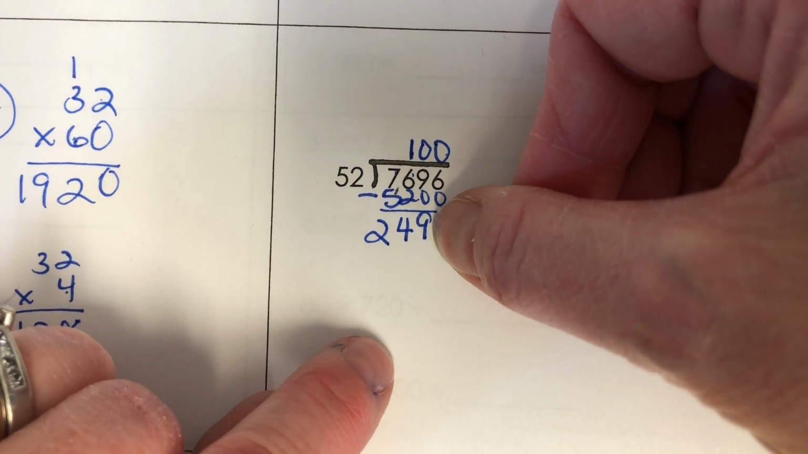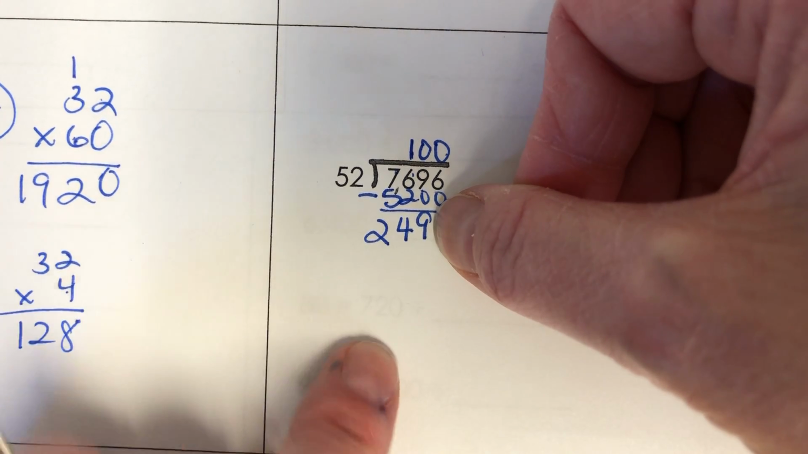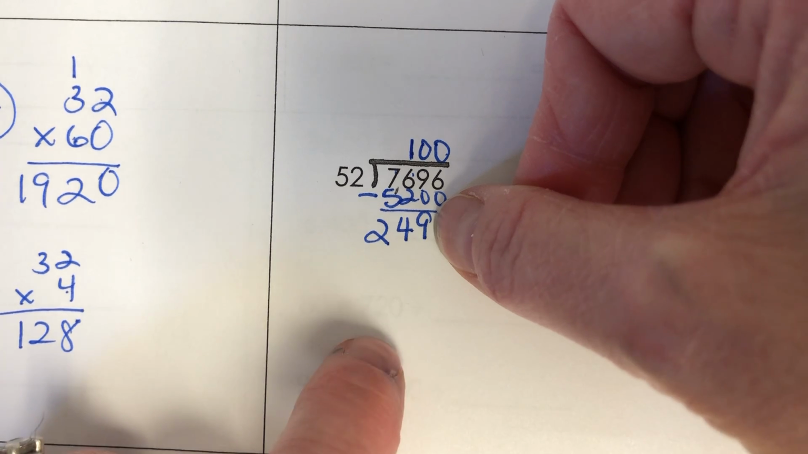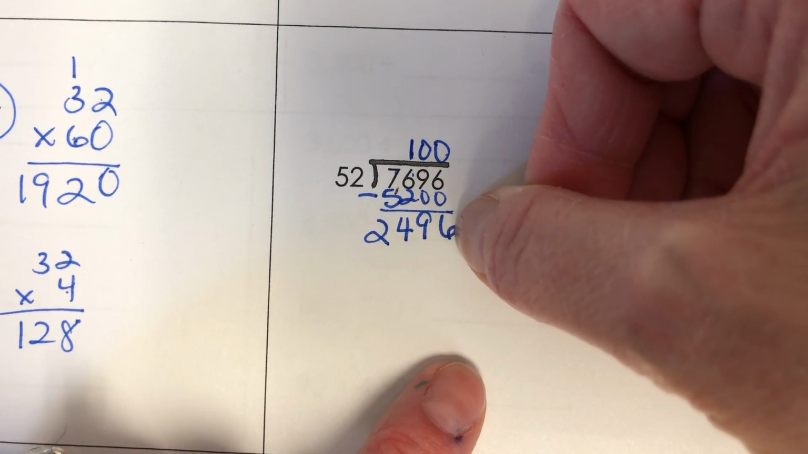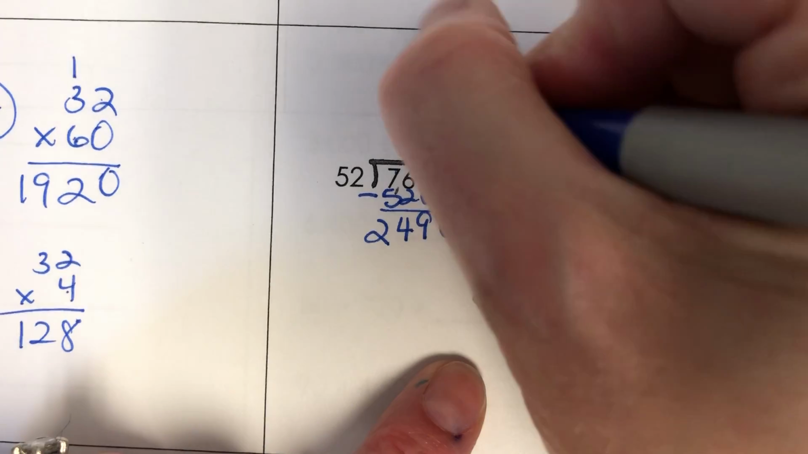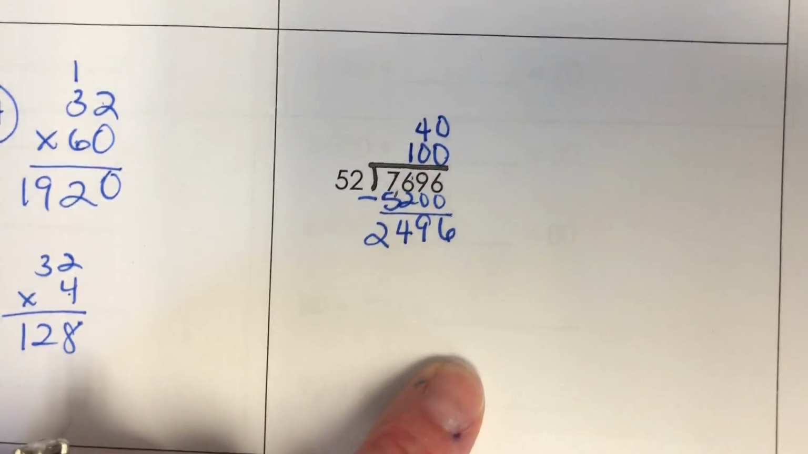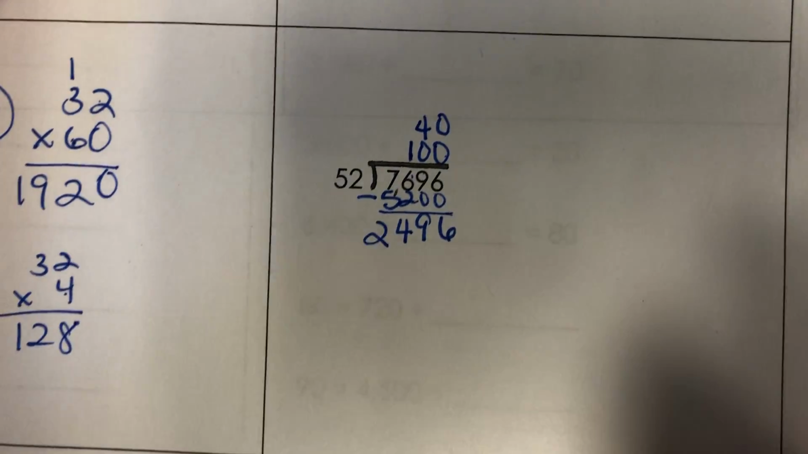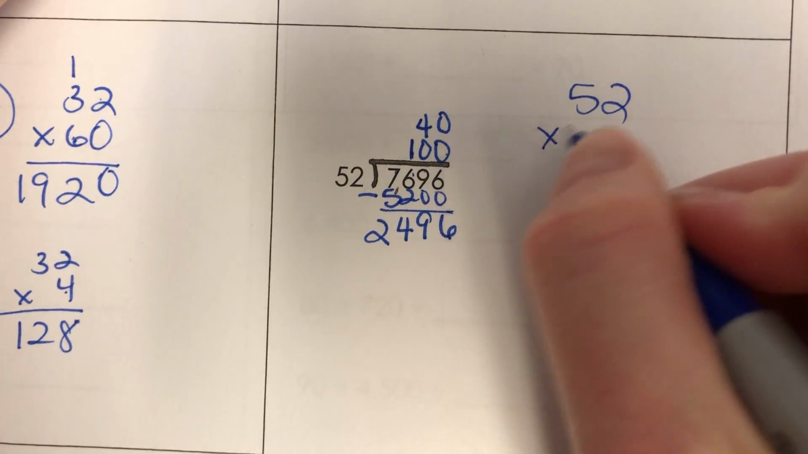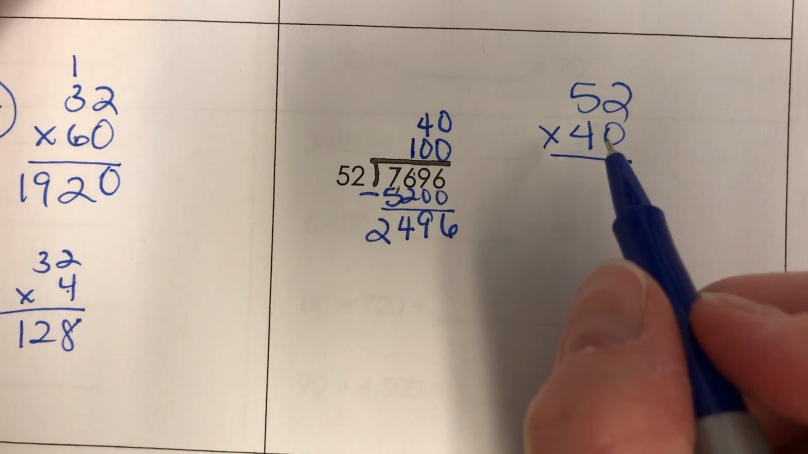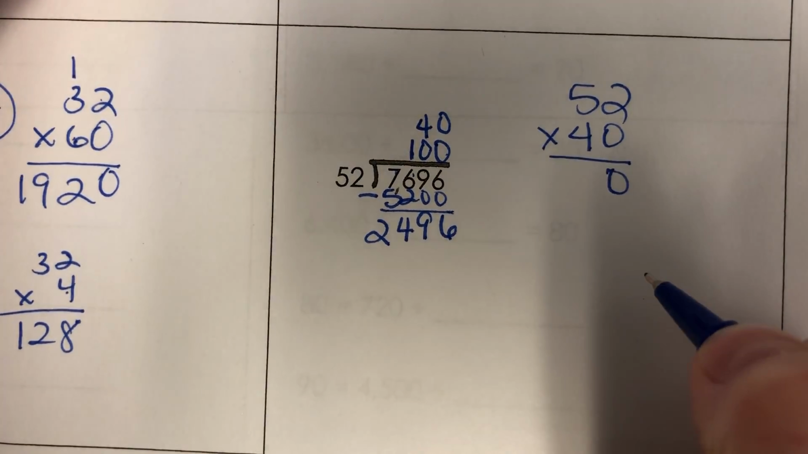So we're not going to be able to fit 5. I would say to try 4, but we can't just do a regular 4 because there is another digit after that. So I'm going to use 40. So at this point, I need to take 52 times 40. I wrote the 40 in the bottom so that I can just drop my 0.